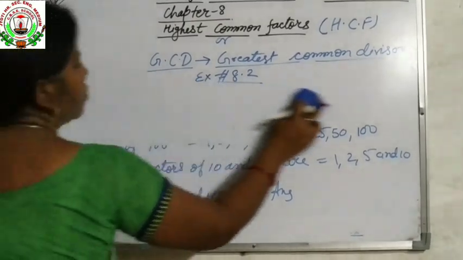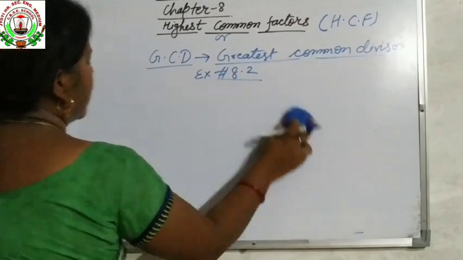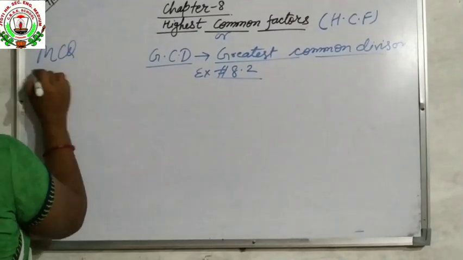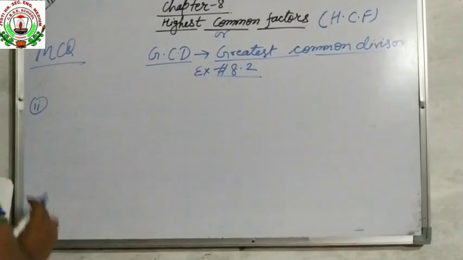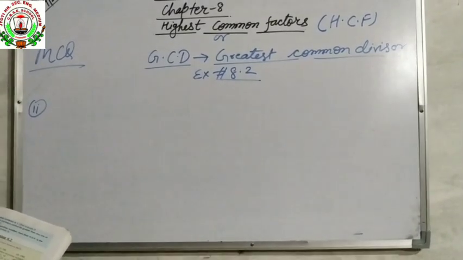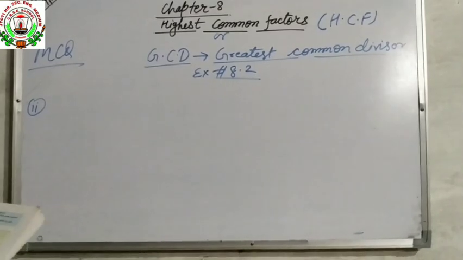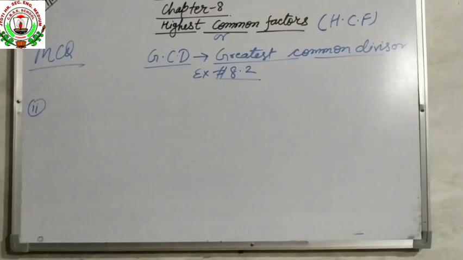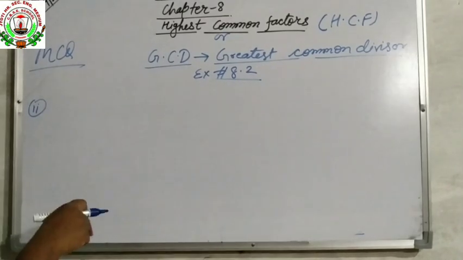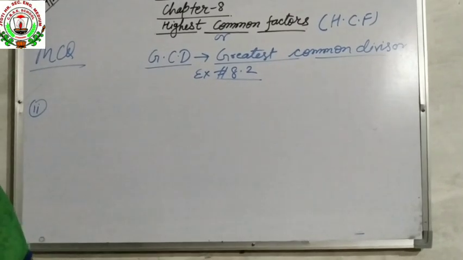Question number 2. In MCQ, question number 2. In question number 2, which of the following pairs does not have co-prime numbers? Children, last class I explained to you what a co-prime number is. Two numbers which have only 1 as their common factor are called co-prime numbers.